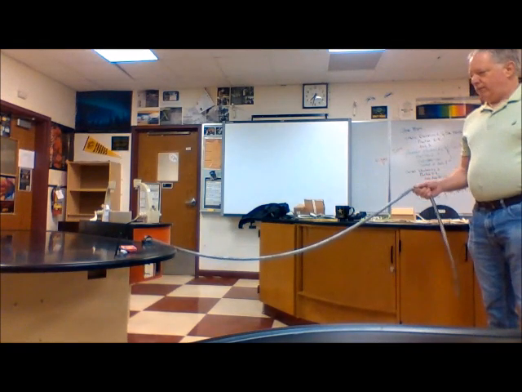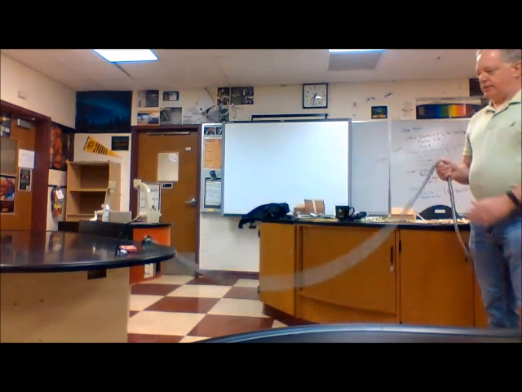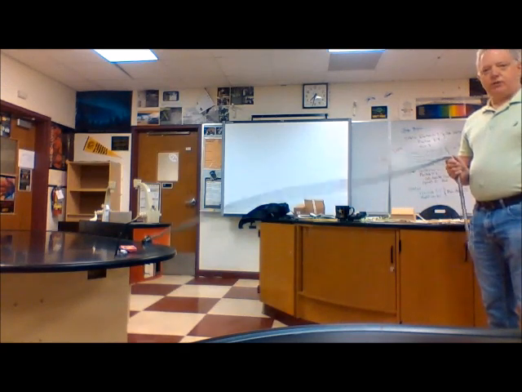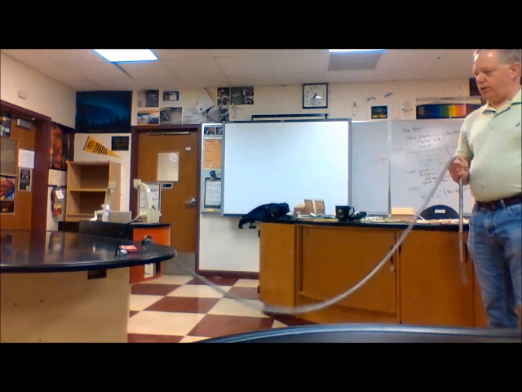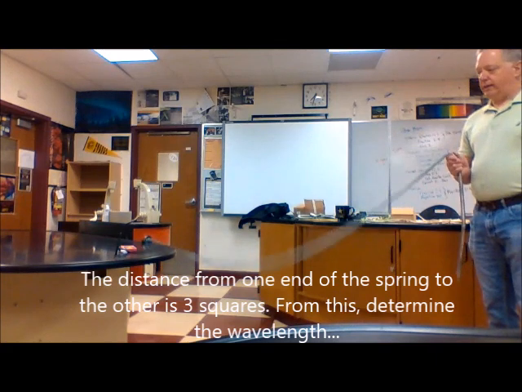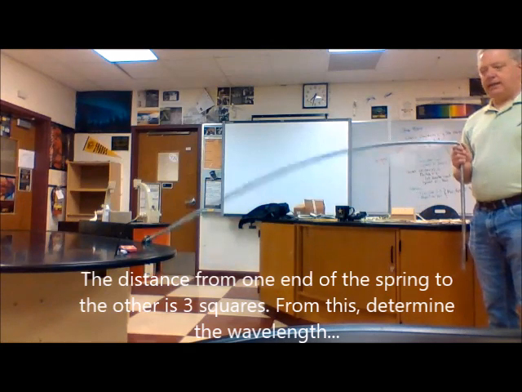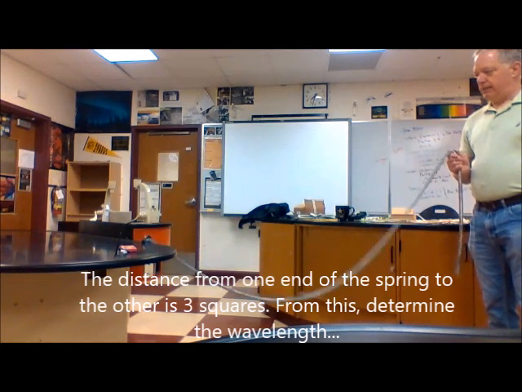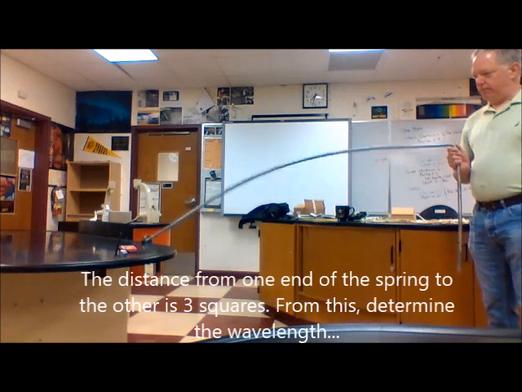So, in order to get the wavelength, if I make the shape like this, I'm counting squares on the floor, and I'm 3 squares from the end. Okay, so the distance from end to end is 3 squares. And from that, you can figure out the wavelength. The wavelength isn't 3 squares, but it's related to that distance. Okay, so figure out the wavelength and put that in your data table for wave 1.